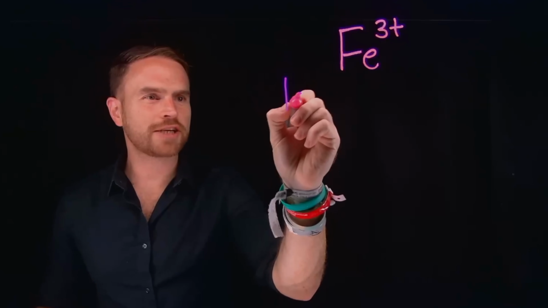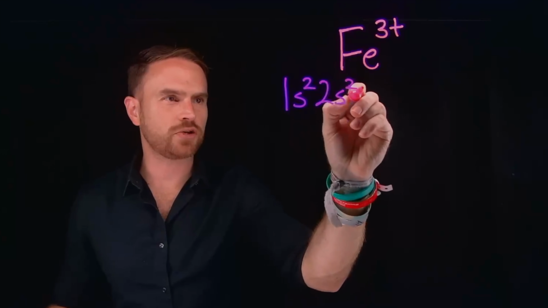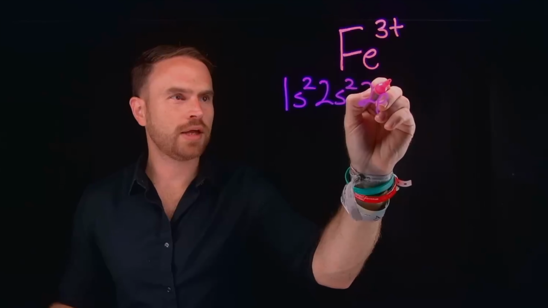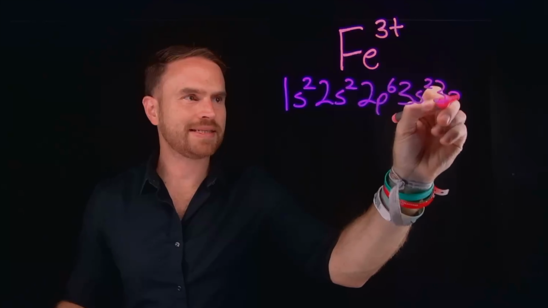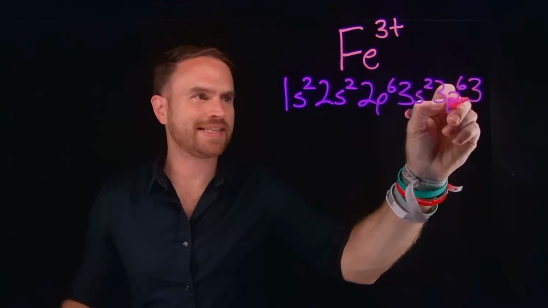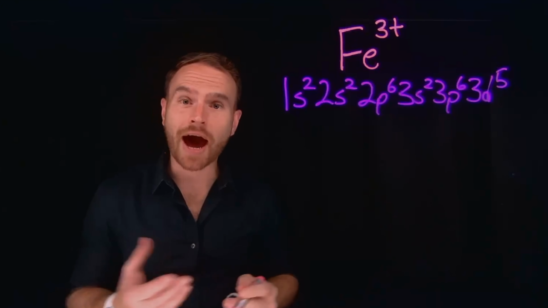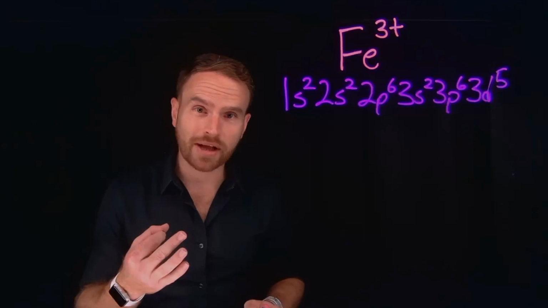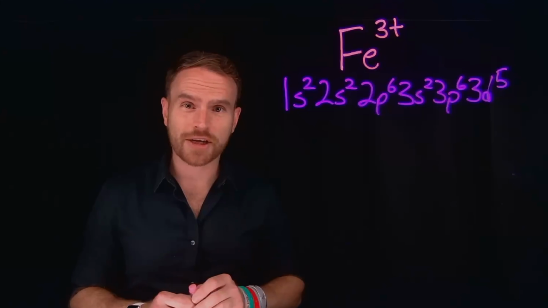The full electron configuration for iron 3+ is 1s2, 2s2, 2p6, 3s2, 3p6, and then 3d5. And this is the full electron configuration for the ion of iron that's in the 3+ state. And by the end of this video, you'll also be able to figure out the electron configuration for any atom or ion.